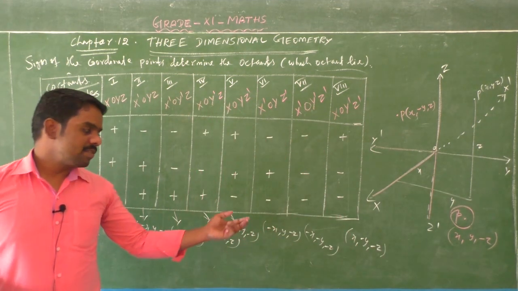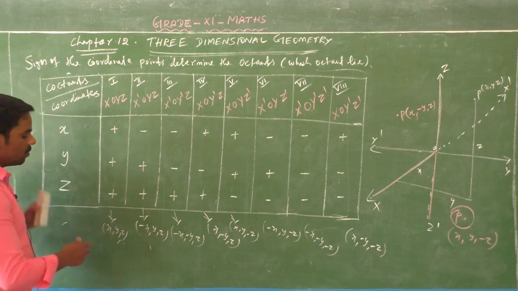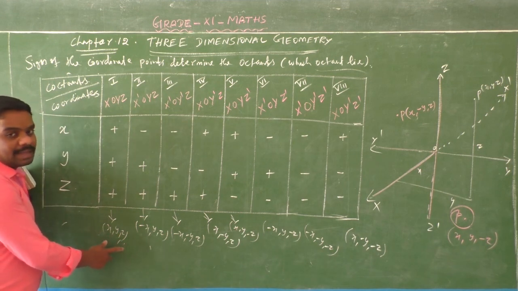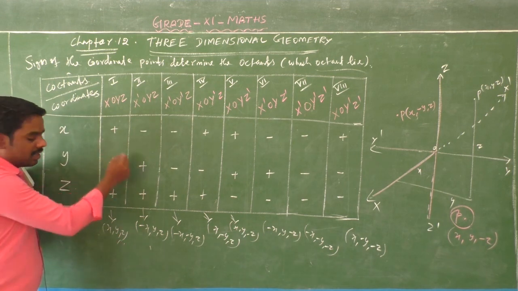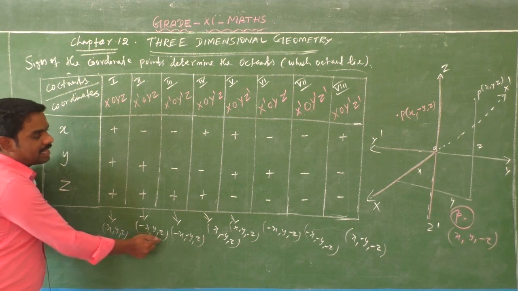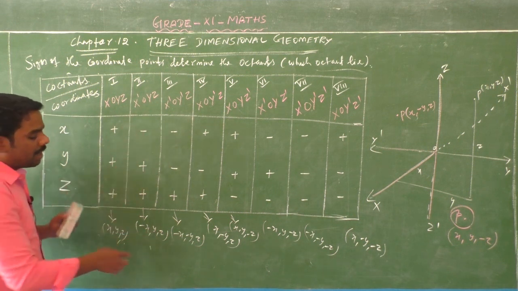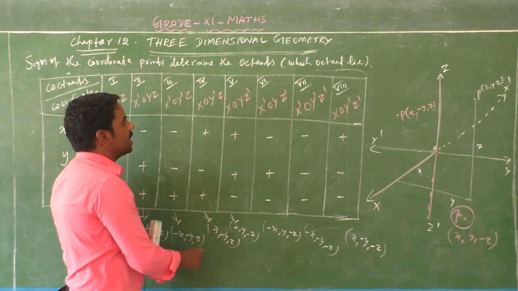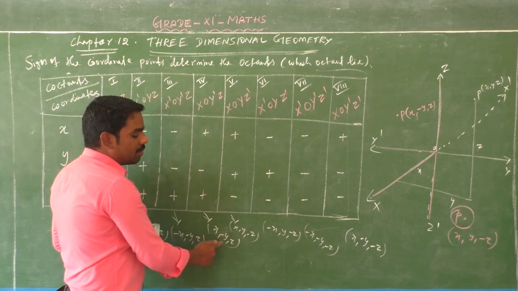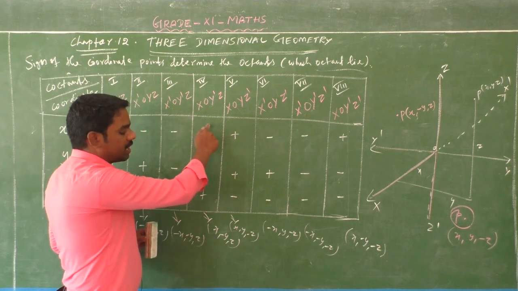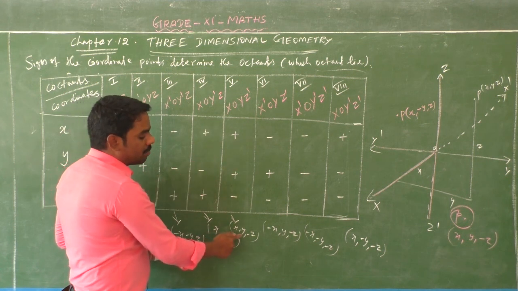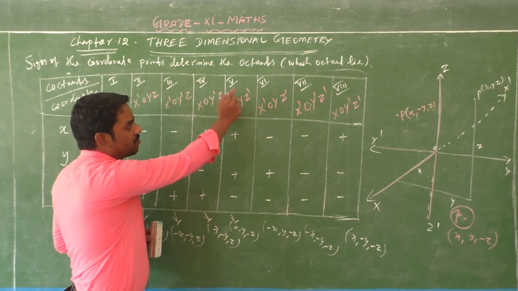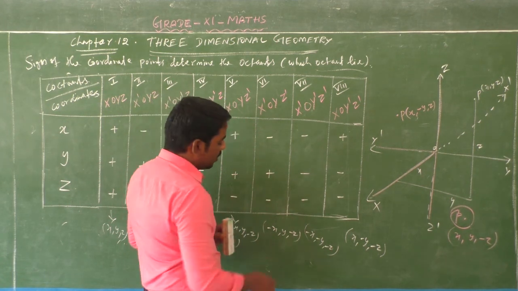Okay. So these types of coordinates. So x, y, z type point lies in the first octant. Minus x, y, z lies in the second octant. Minus x, minus y, z lies in the third octant. X, minus y, z lies in the fourth octant. X comma y comma minus z lies in the fifth octant, x o y z dash.